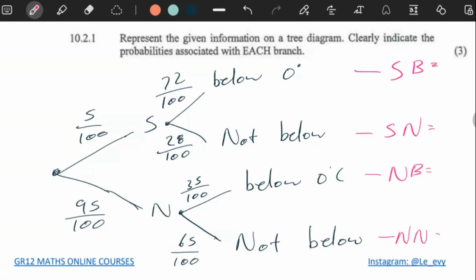So these probabilities here, remember, it's just multiplying one probability with the other one. So 5 over 100 times 72 over 100. That's 9 over 250. And then 28 over 100, that's 7 over 500. And then here, 95 over 100 and 35 over 100.